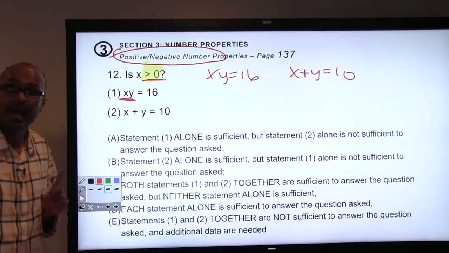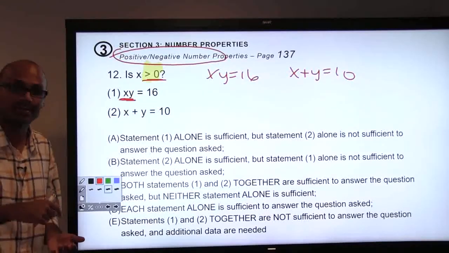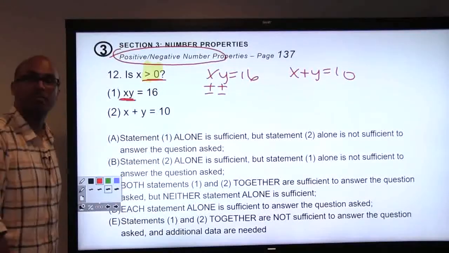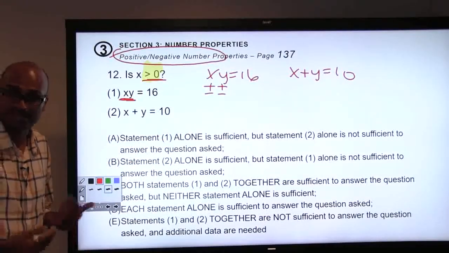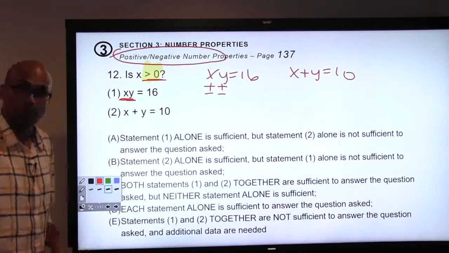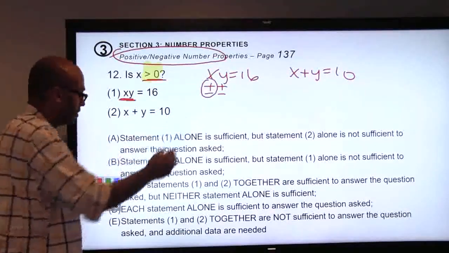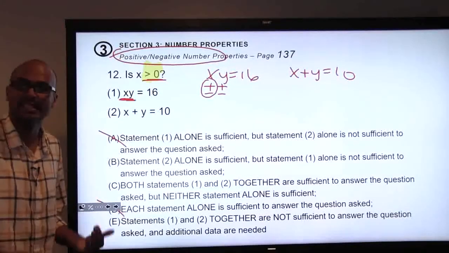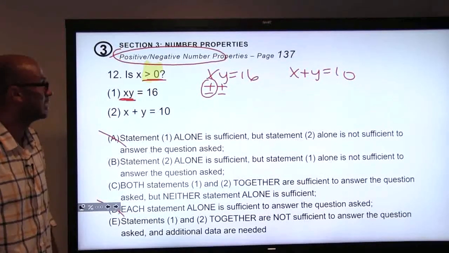Yeah, exactly. They are the same sign. Absolutely right. You know they're either both positive or both negative. That's the way it works. With that in mind, you know statement 1 is definitely not sufficient. A and D get knocked out pretty quickly.